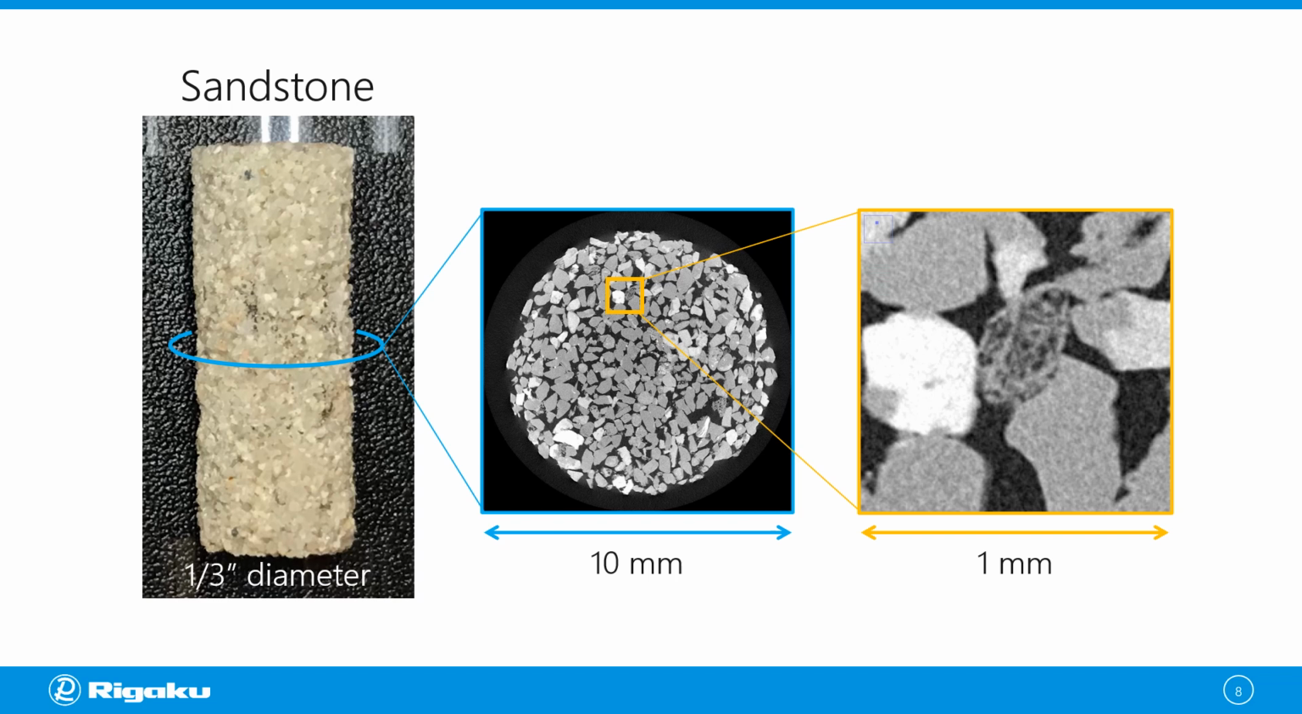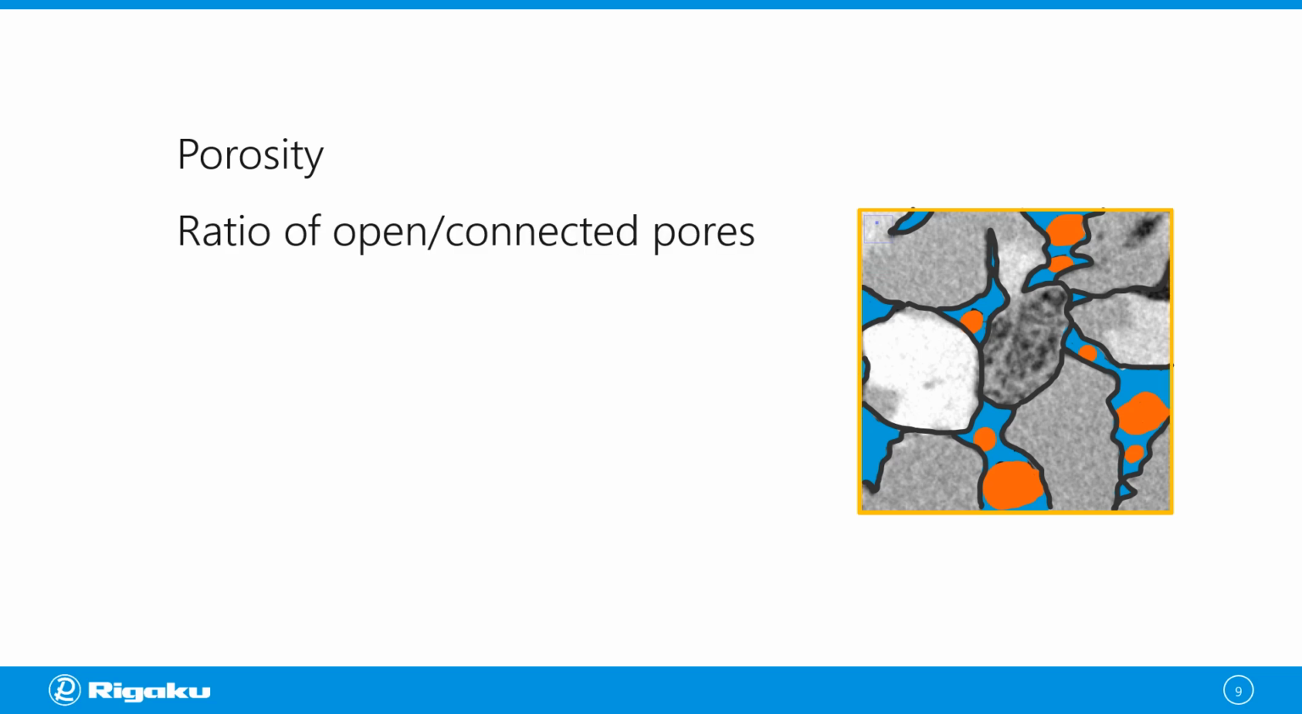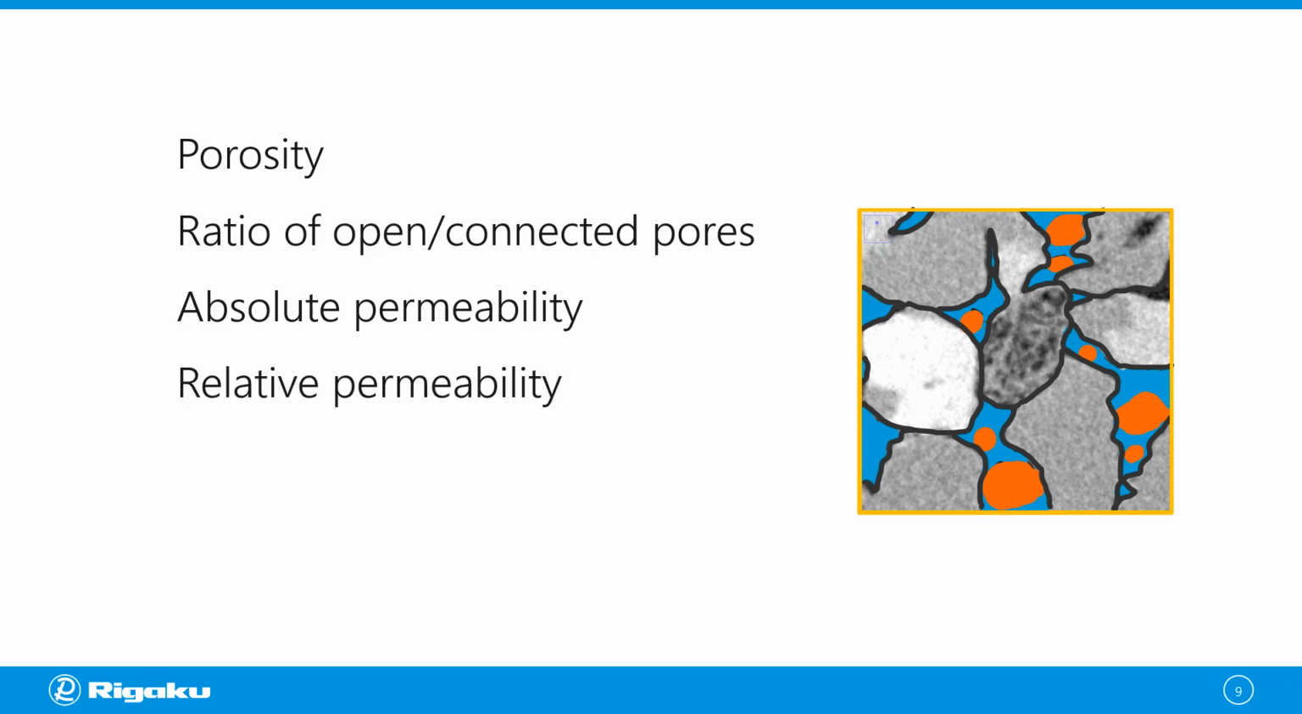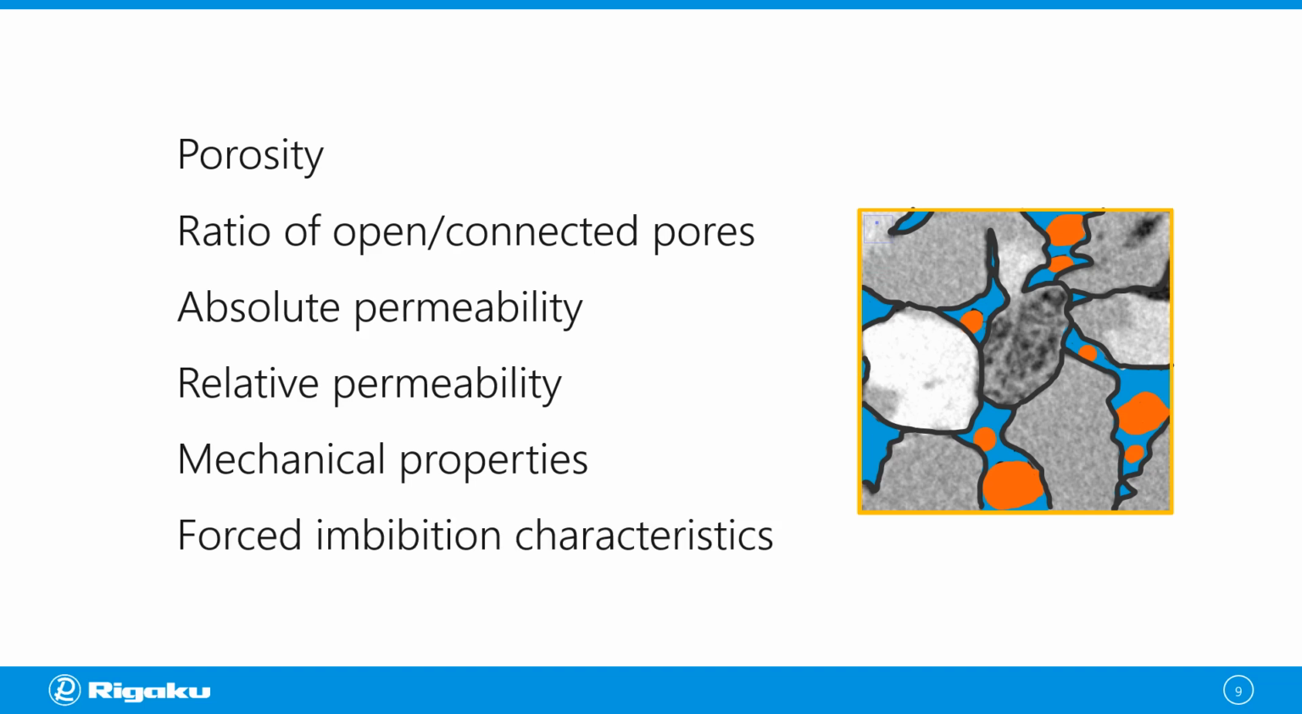Now, what we're going to do here is put water and oil into that space and run a bunch of simulations. Get things like the porosity, the ratio between the open and the connected pores, absolute permeability, relative permeability. You can even estimate mechanical properties and also calculate forced imbibition characteristics. And they're all done by running simulations.